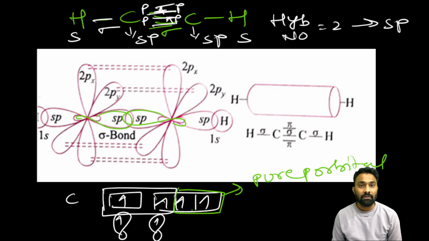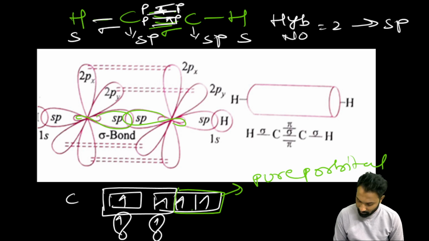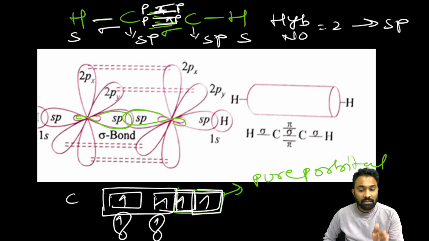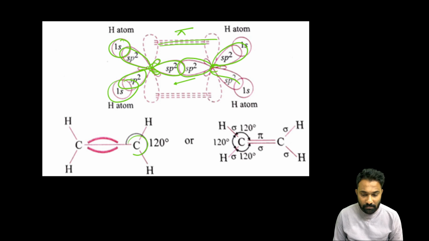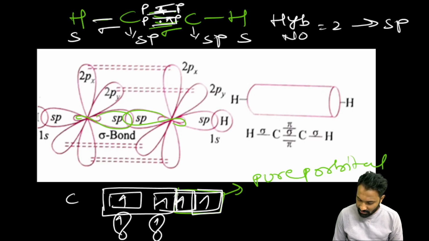In ethyne, the two pi bonds are formed by which orbitals? Because these two pure p orbitals did not participate in the hybridization. The p orbital electrons which have not participated in the hybridization are forming the pi bond in the organic molecule. In the ethene case also, the pi bond is formed by the pure p orbital only. In the ethyne case also, the pi bond is formed by the pure p orbital only. What is the meaning of pure p orbital? The one which has not participated in the bond formation is known as the pure p orbital.